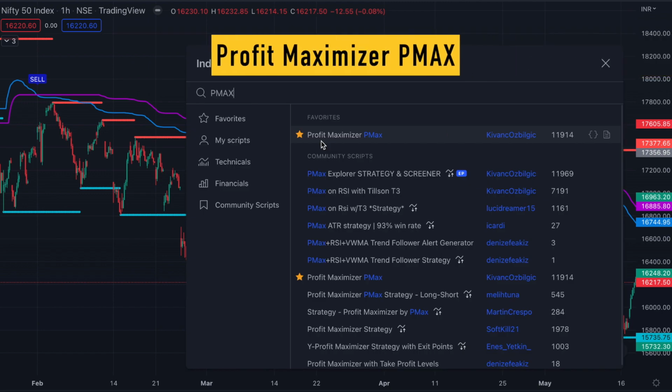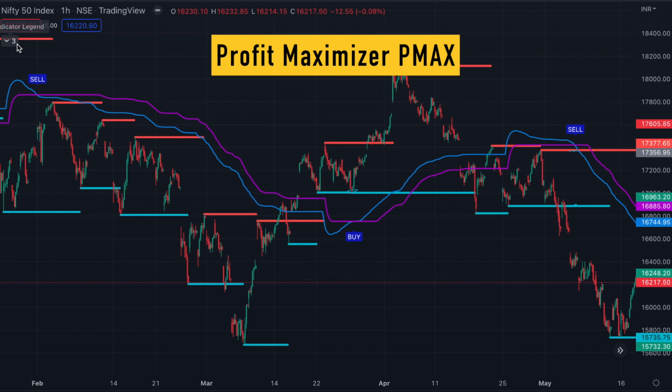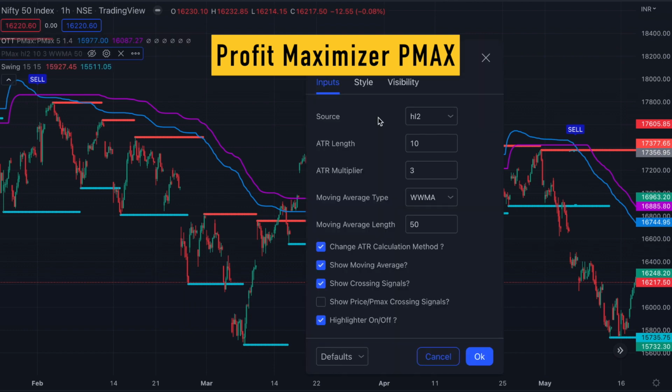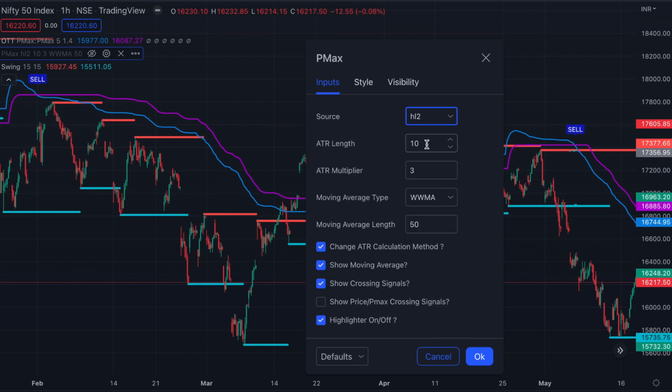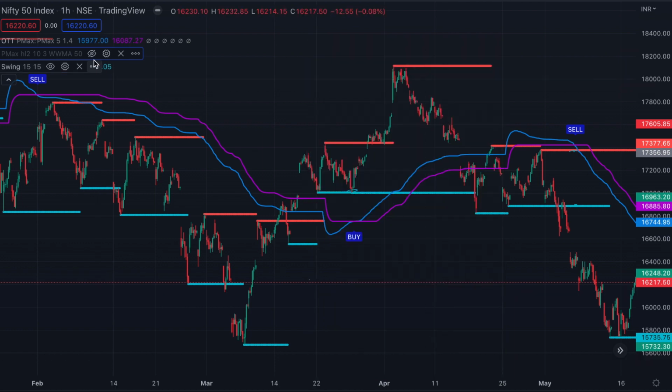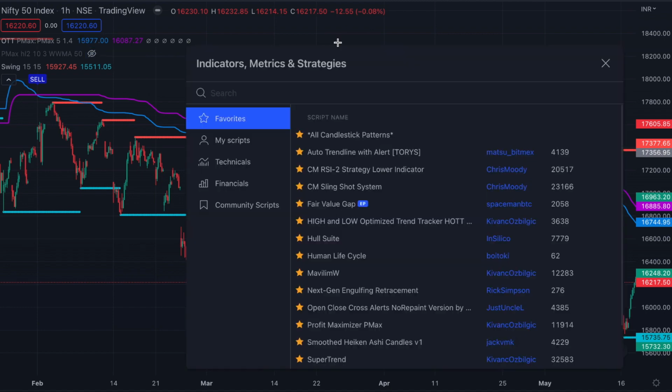First, you look for the profit maximizer P max, this one right here. You have to change the settings. In the settings, change the source to HL2, ATR length to 10, ATR multiplier to 3, moving average type is WWMA, and the moving average length is 50. Uncheck this option. Now you have to hide this.